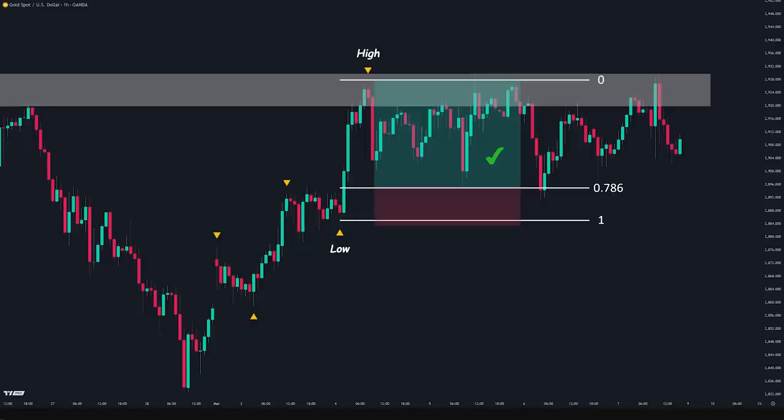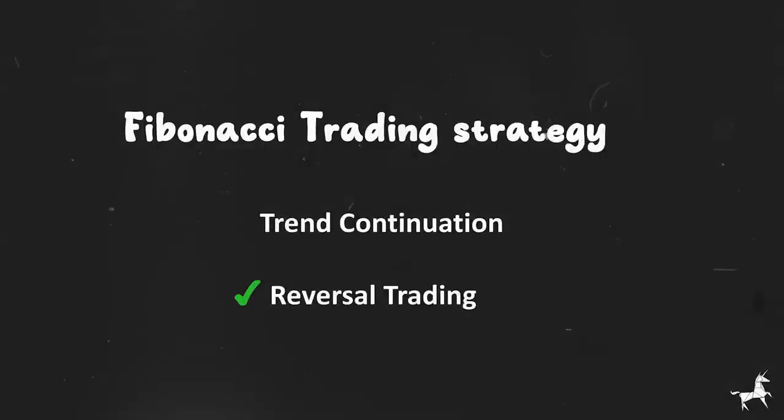Let's move on to the next part of this video, the reversal trading setup using Fibonacci retracement levels.